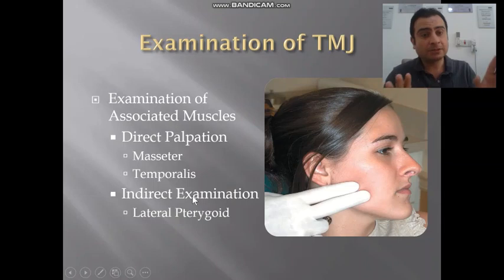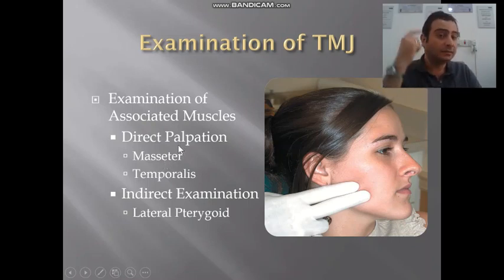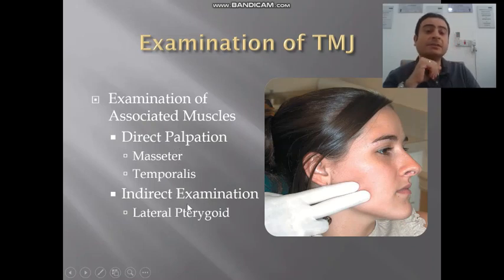Having completed examination of the joint, we need to examine the muscles that are associated with that joint. We can either do a direct palpation over the muscles. For example, this would include the masseter muscle and the temporalis muscle. Or sometimes it is indirect palpation, that is indirect examination. This would include the lateral pterygoid. Direct examination of the masseter starts from its origin up to its insertion. The origin is from the anterior two-thirds of the zygomatic arch, and it's inserted to the angle of the mandible.